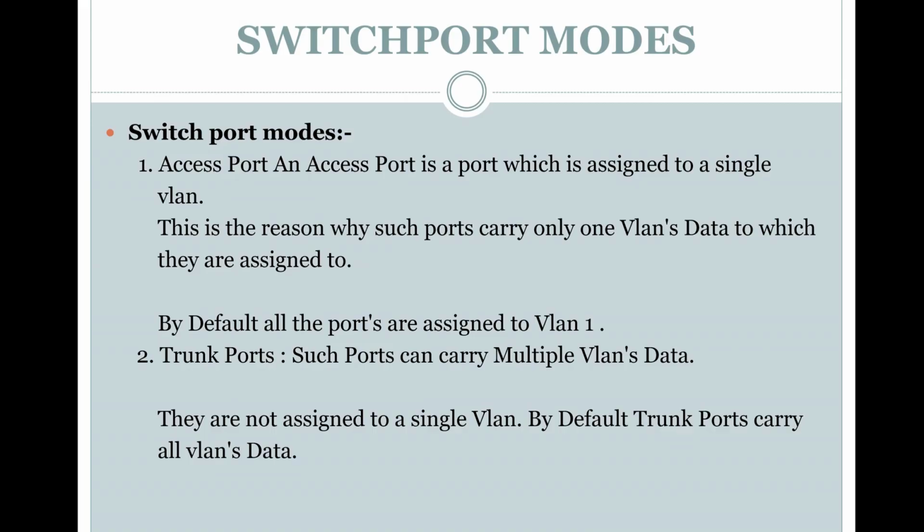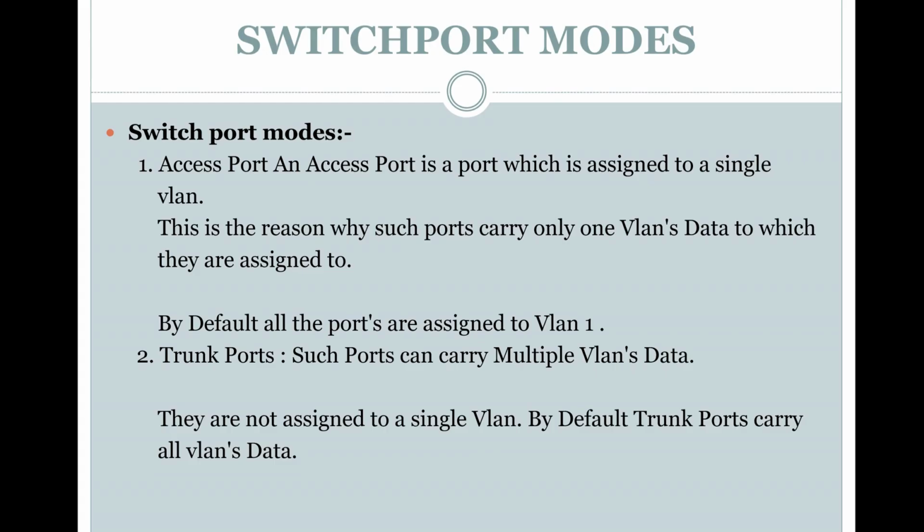So these are the switch port modes that we have. We have the access port, which is the default port. An access port is a port assigned to a single VLAN. We have seen there was VLAN 1, so such a port carries only that VLAN's data. By default, all ports are assigned to VLAN 1. Now the second port type is the trunk port, and we have configured the trunk port.